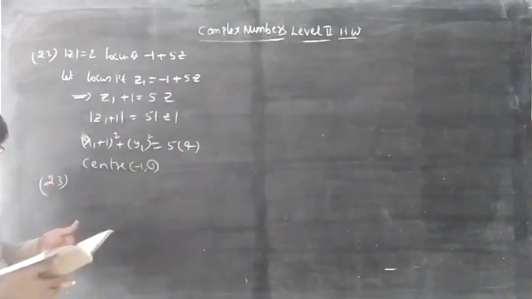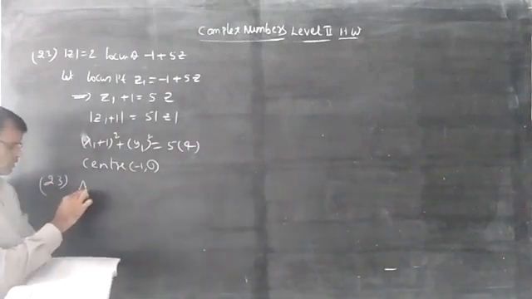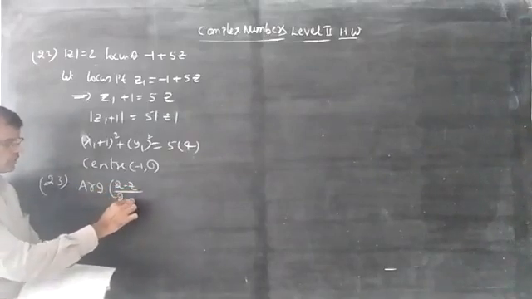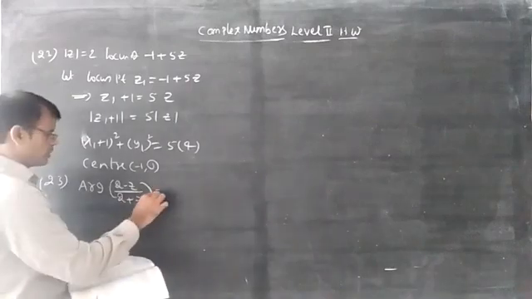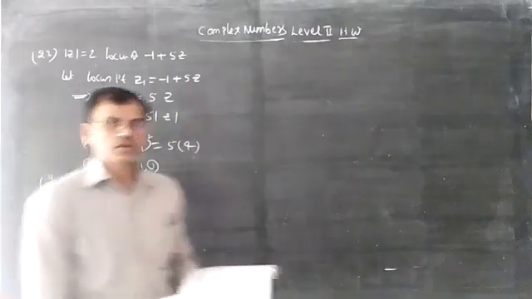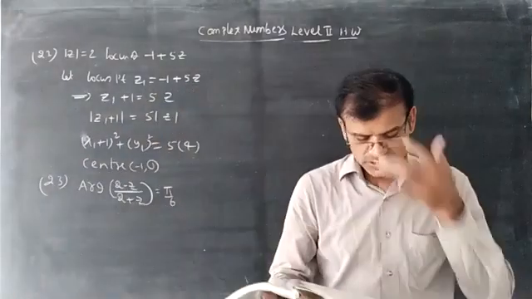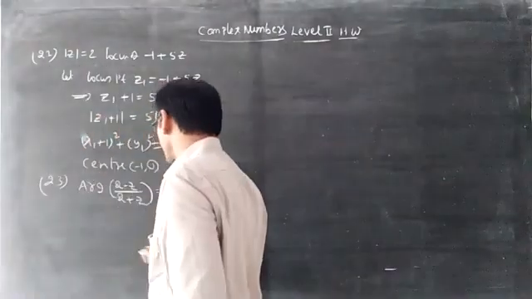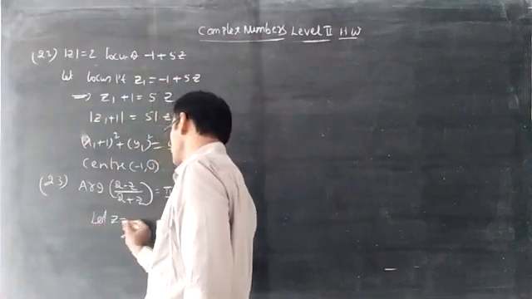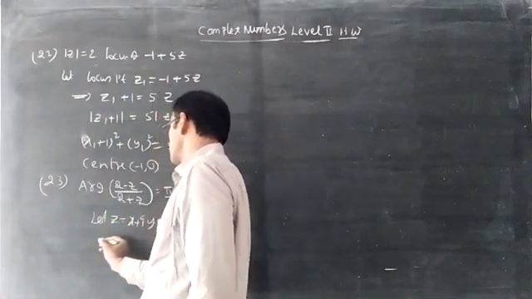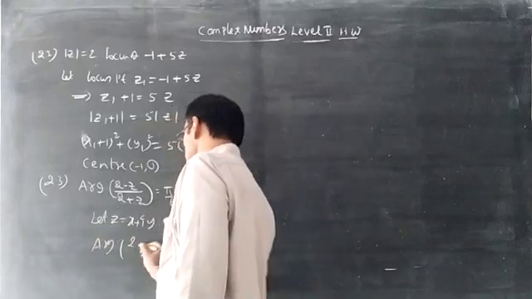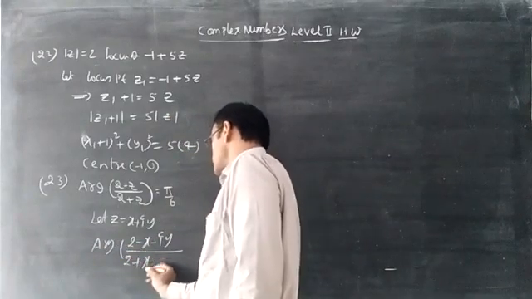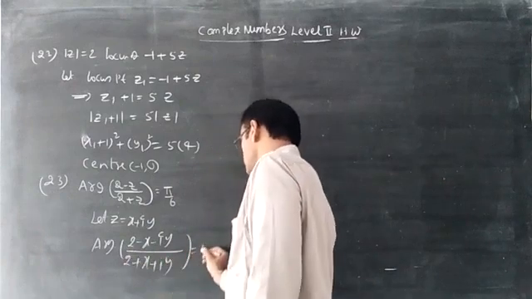23rd question. If argument of 2 minus z by 2 plus z is equal to pi by 6, and z is equal to x plus iy, then what is the locus? Simply, let z is equal to x plus iy. Argument of, we mentioned like this, 2 minus x minus iy whole by 2 plus x plus iy is equal to pi by 6.